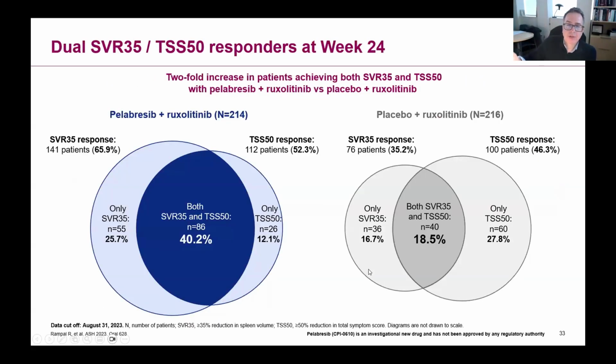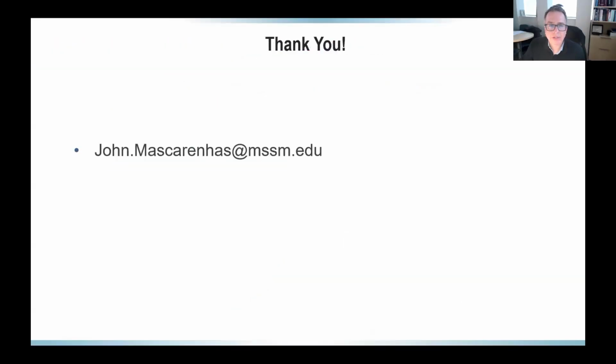And then if you ask an interesting question, what proportion of patients enjoy both spleen and symptom benefit? There's basically a doubling at 24 weeks. 40% of patients treated with the combination had both spleen and symptom benefit that met the thresholds, versus about 20% who got single agent Jakafi. So you double the double responders. Quick and dirty, but I'm just trying to show you that symptoms are factored into clinical trial evaluation.